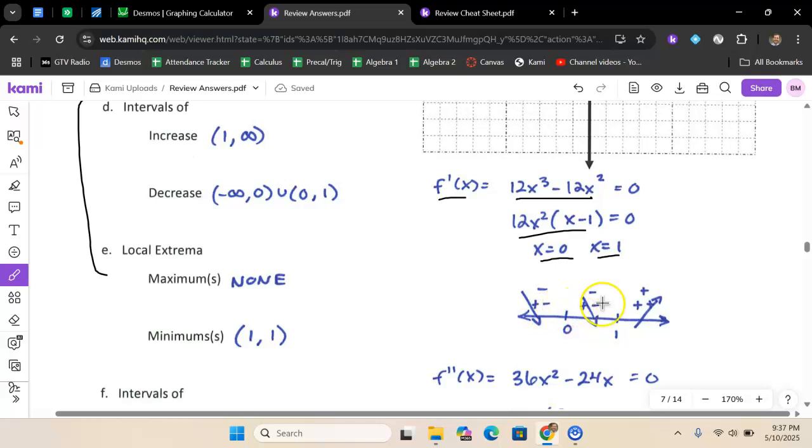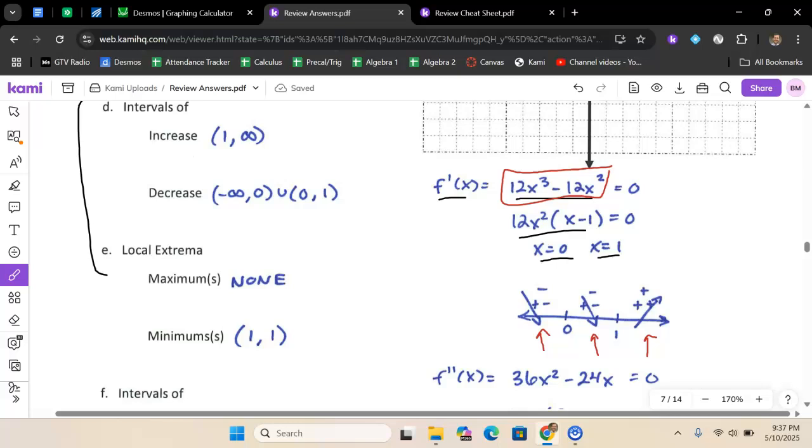We pick a number from each one of these intervals, plugging those into the derivative. Do not go back to the original for that. So I picked probably like -1 here, probably 1/2, and then probably 2 were the three numbers that I picked, and I plugged them in to my derivative, and all I care about is if it's positive or negative.